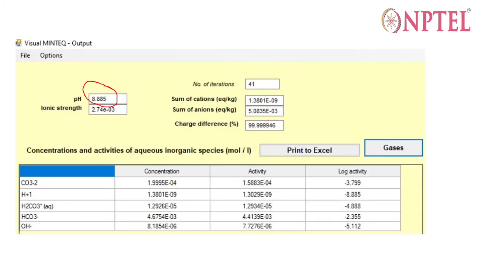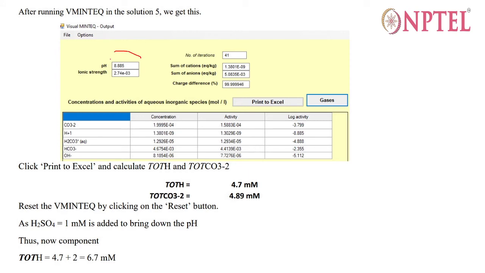See, this was the condition, 8.885, from the previous question only. This is the list of the components with their concentrations, right? From here, the same thing is here, nothing else. You need to find the total hydrogen. I already told you, you just have to do the addition. From here I am getting 2, from here I am getting 1 only. Then you will get 4.7 millimolar. And carbonate, you are getting 4.89 millimolar, right?